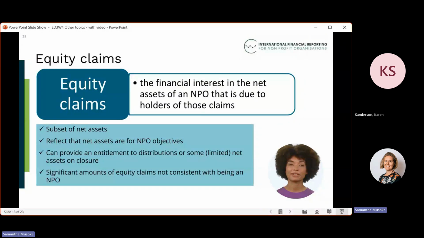Use of the term equity claims is intended to create separation from how equity is used in the private sector. Significant amounts of equity claims are not likely to be held by an NPO.